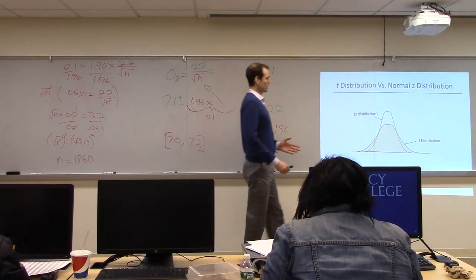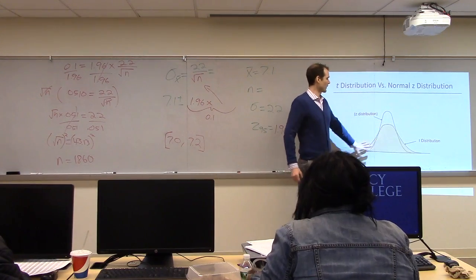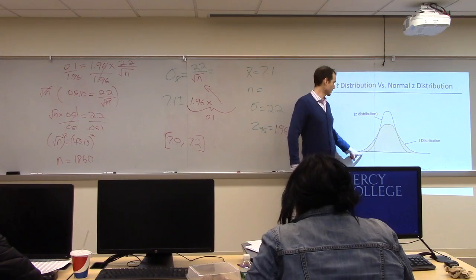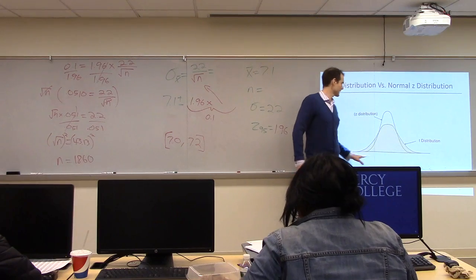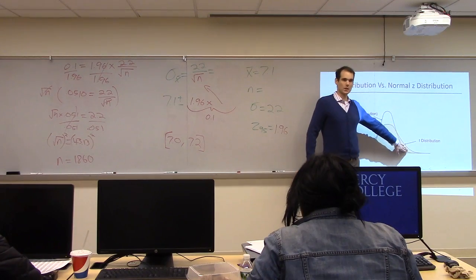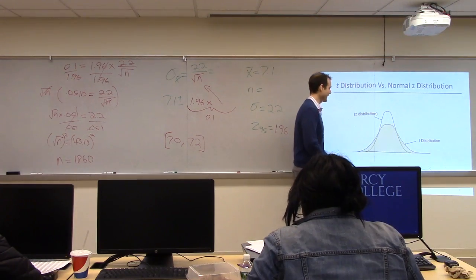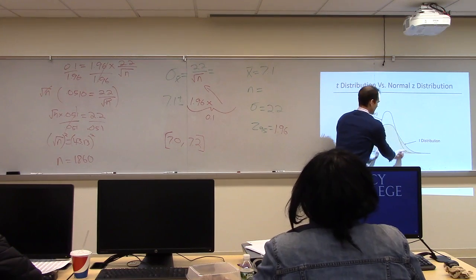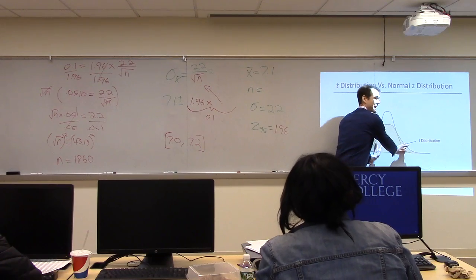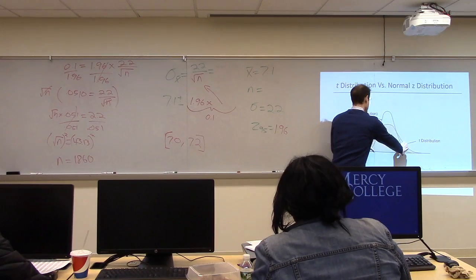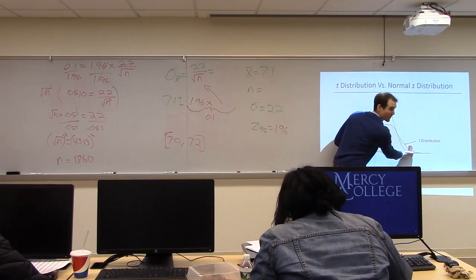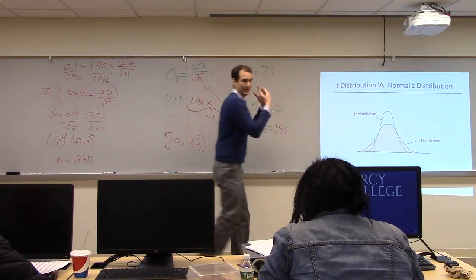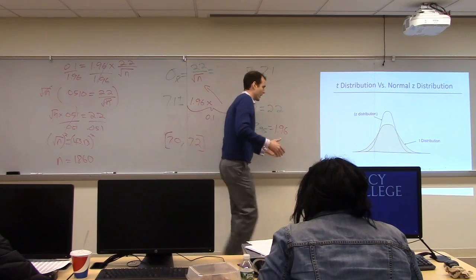So the t-distribution is just a shorter, fatter version of the z-distribution. The z-distribution is the tall, skinny one. The t-distribution is the short, fat one. So if we want 95% of the data on the tall, skinny z-distribution, we only have to go out to, say, here. But on the t-distribution, we have to go further out. So instead of 1.96, it's going to be like 2.1, something like that.